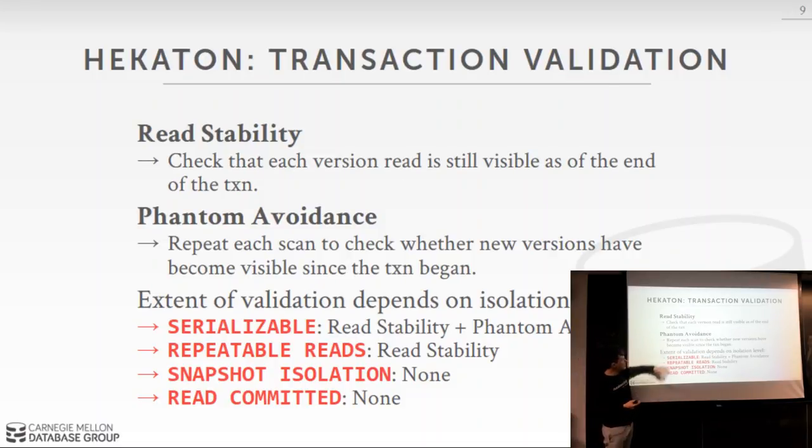Now the amount of validation you have to do for these two additional steps depends on what isolation level you're running at. For serializable isolation, you have to do both. For repeatable read, you just need to do read stability checks. For snapshot isolation and read committed, you essentially don't have to do any of these, because snapshot isolation by itself guarantees these things. In the case of read stability, I can't read anything from a transaction that was active when I started, so I'm guaranteed a consistent snapshot of the database. So I don't have to check whether the version I read is still visible when I validate, because if it wasn't visible, I wouldn't have read it in the first place. That's sort of obvious. And for read committed, it's essentially the same thing.